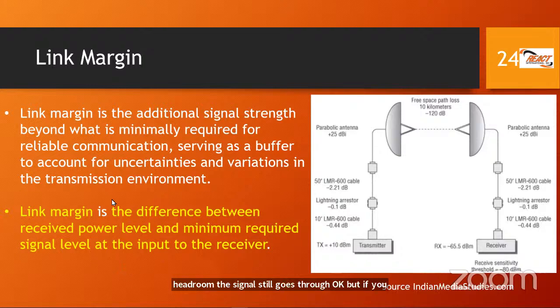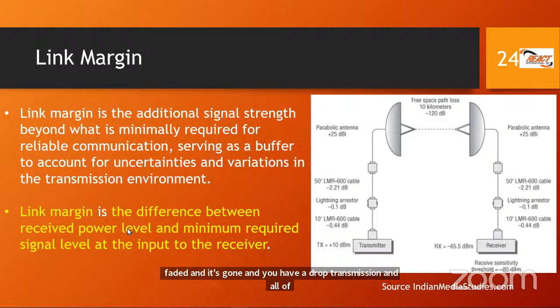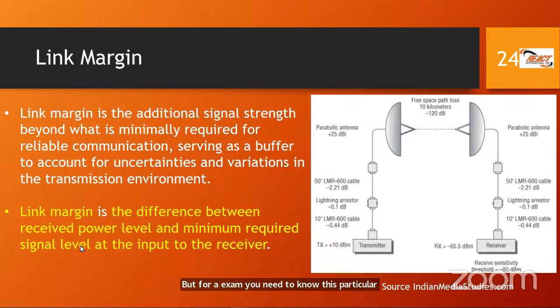But for your exam, you need to know this particular definition. A link margin is the difference between the received power level and the minimum required signal level at the input to the receiver. So it's saying one and the same thing. This is the formal definition that you need for the exam. And this is just a bit more of an explanatory as to what it is.